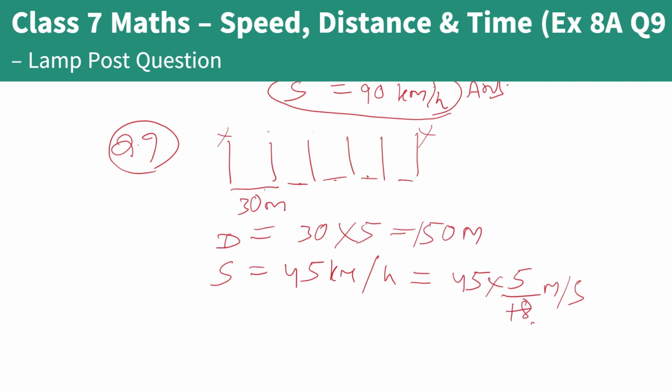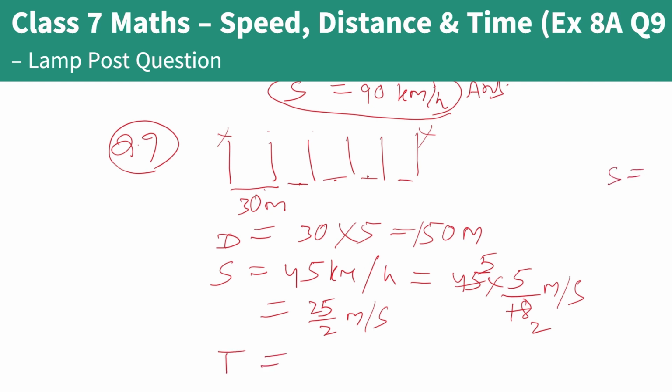9 twos are 18, 9 fives are 45. So this is 25 by 2, 25 by 2 meters per second. Distance and speed are given. Now time. Time equals how much?